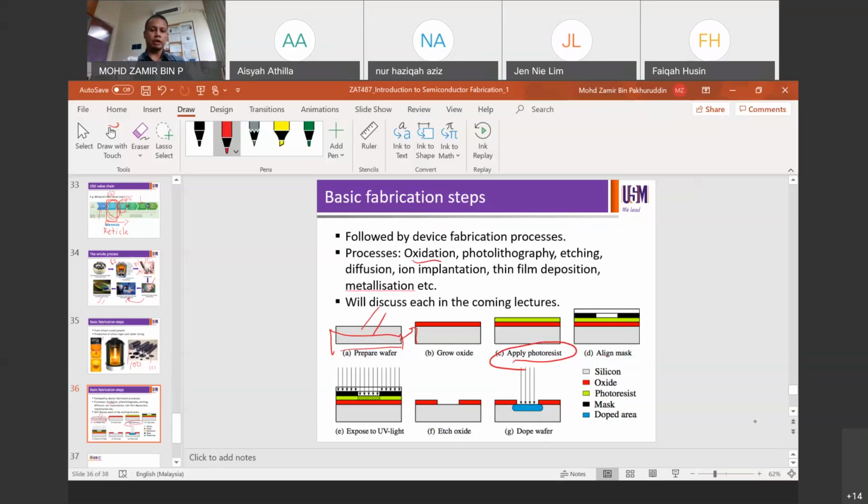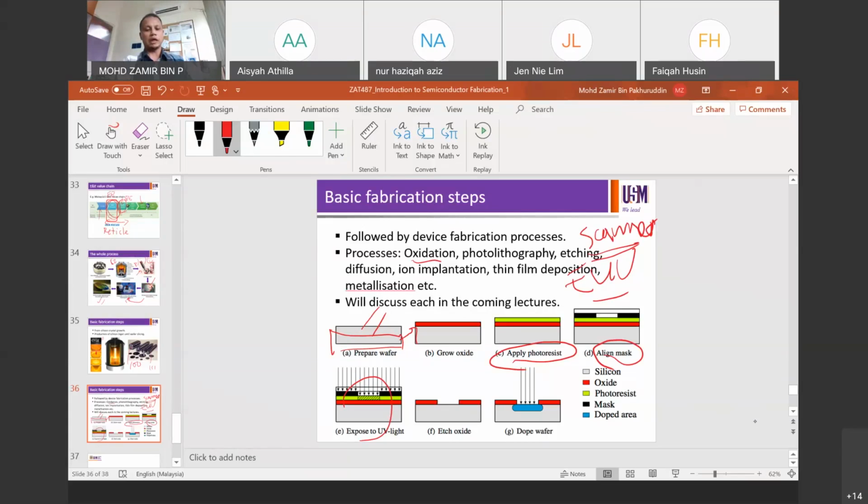Then you do the alignment in the EUV or other UV system, or basically what we call the scanner system, where the printing by light will take place. Then you do exposure, same thing in the scanner system. Then you etch the oxide.